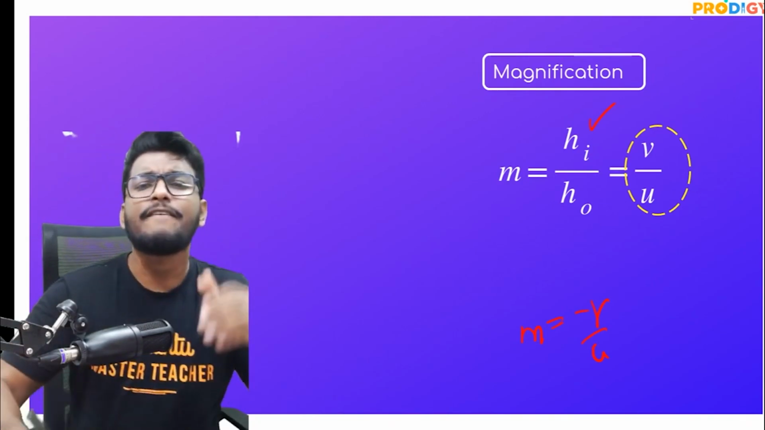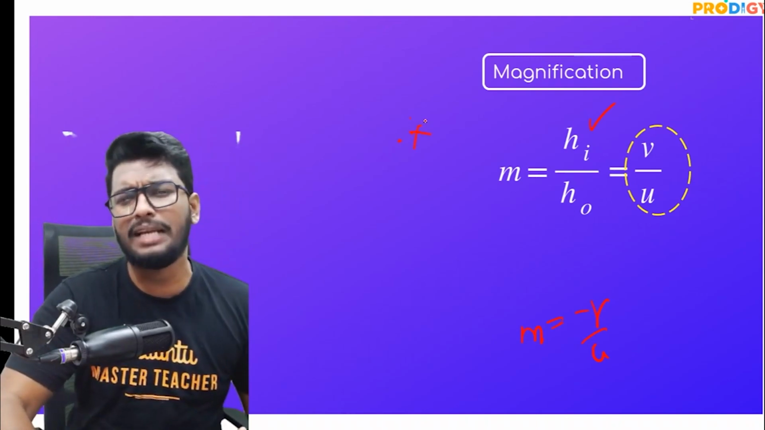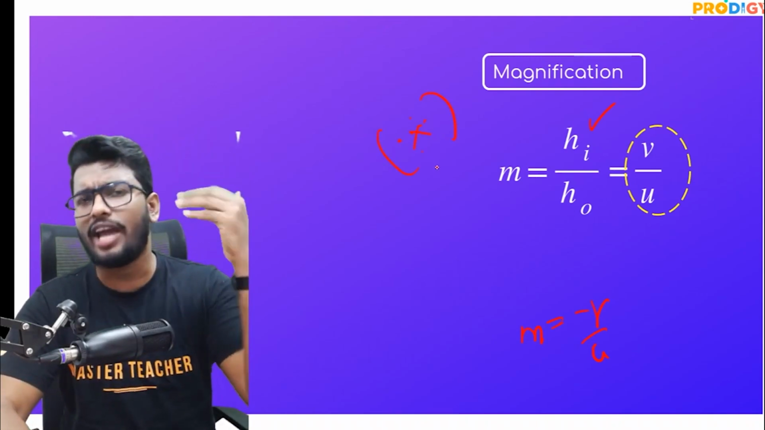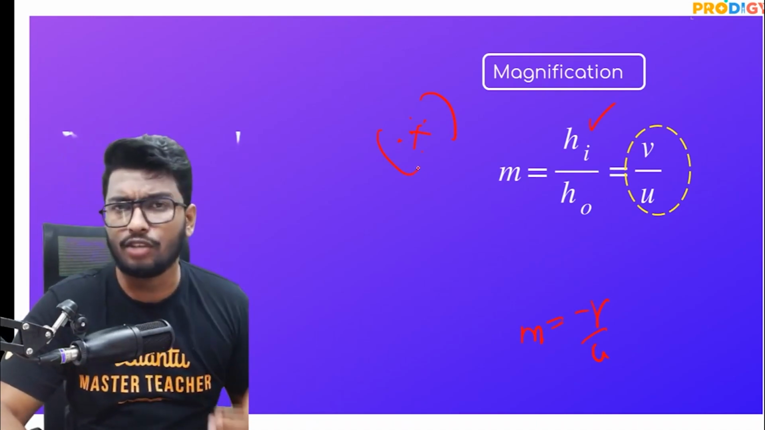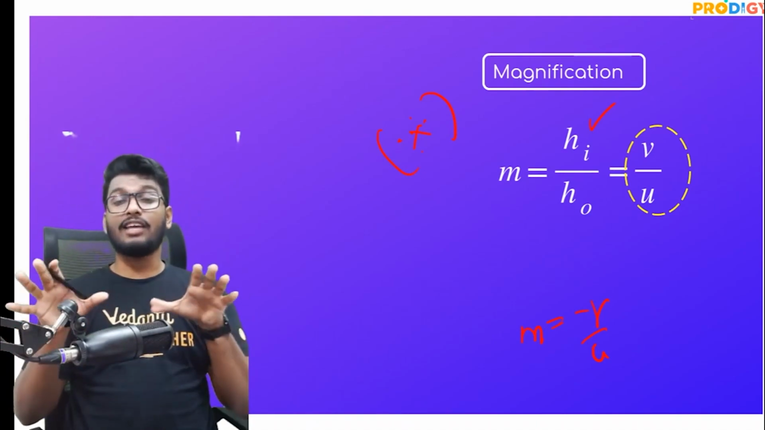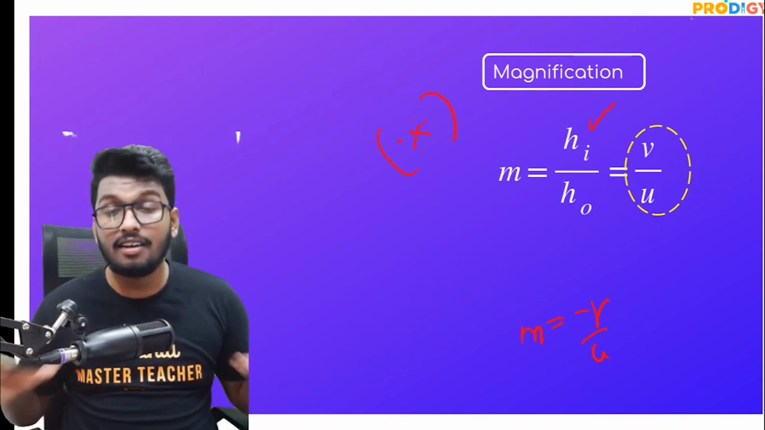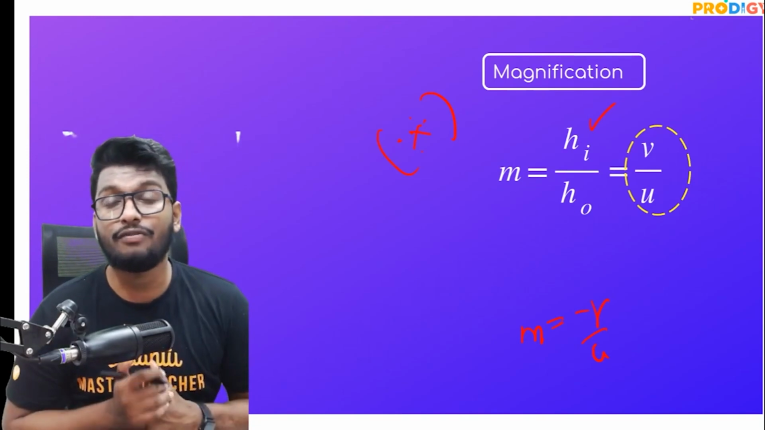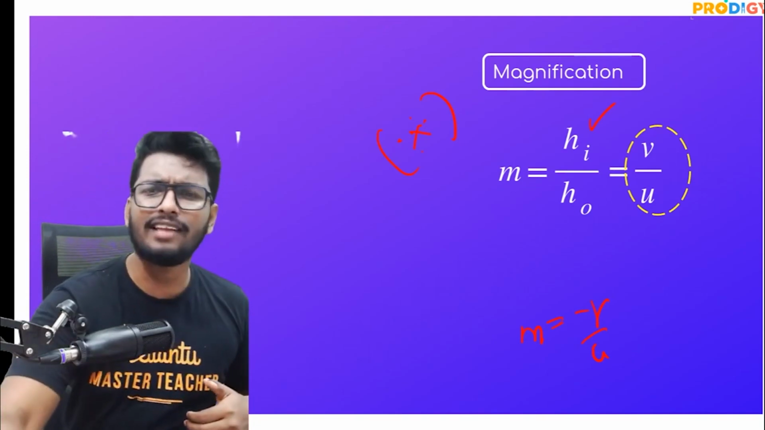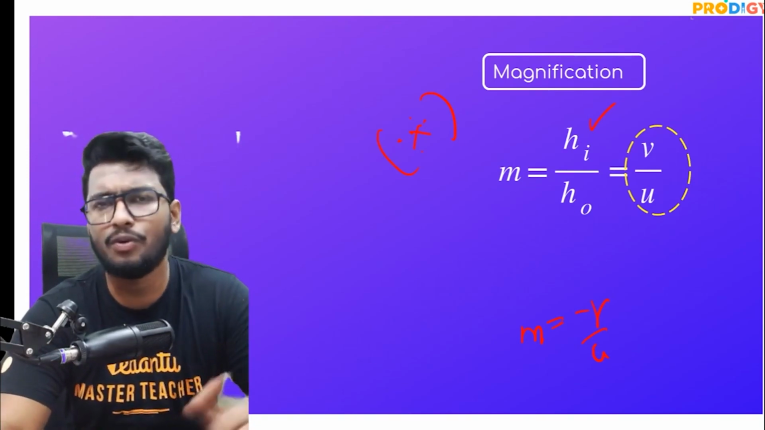So guys, very, very important formula. Please make a note of this. M is equal to hi by h0, where hi is the height of the image, h0 is the height of the object. If in case the height of the image and the height of the object is not given, then you can use the distance of the image and the distance of the object in order to find out the answer. Simple. Let's go ahead then. So m is equal to v by u is the formula.